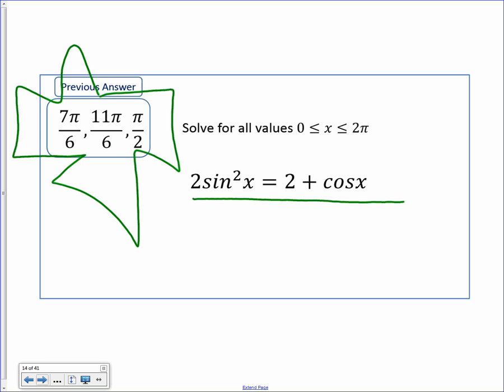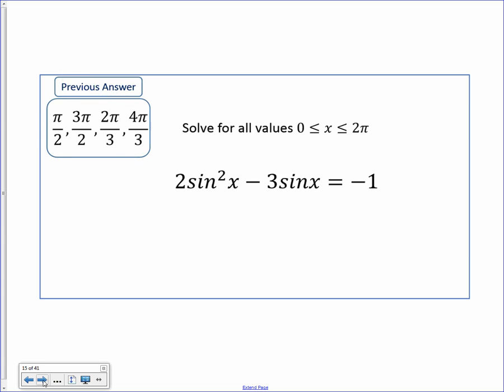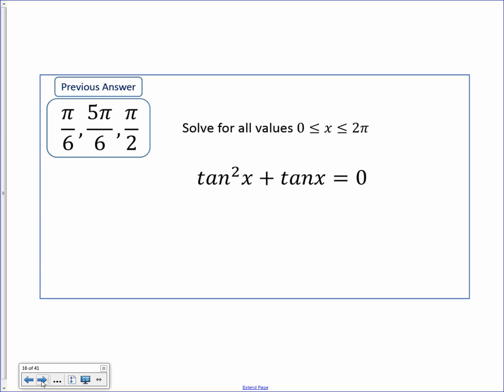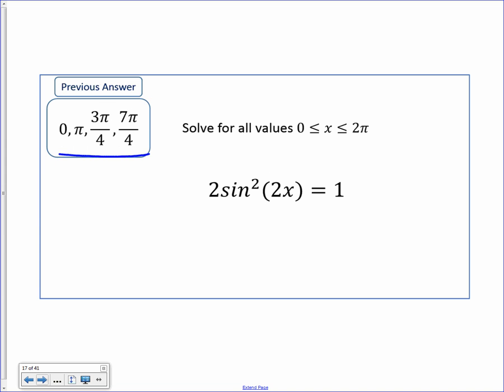2 sine squared x equals 2 plus cosine x. Those answers should be right here. Pi over 2, 3 pi over 2, 2 pi over 3, 4 pi over 3. Okay. The answers to 2 sine squared x minus 3 sine x minus 1 should be pi over 6, 5 pi over 6, and pi over 2. The answers to tangent squared x plus tangent of x equals 0 are these 4 answers.